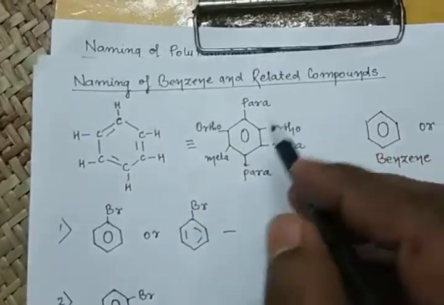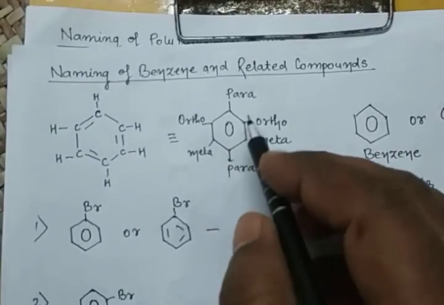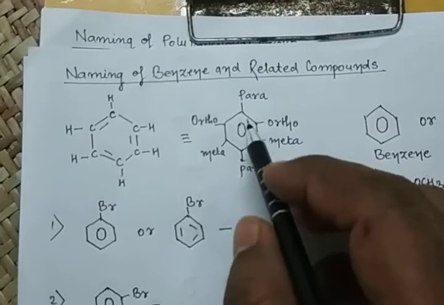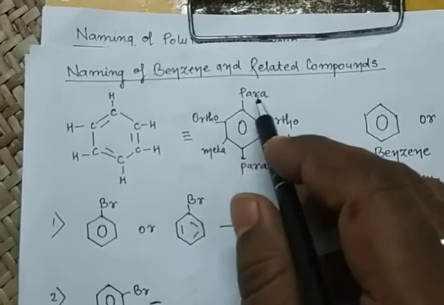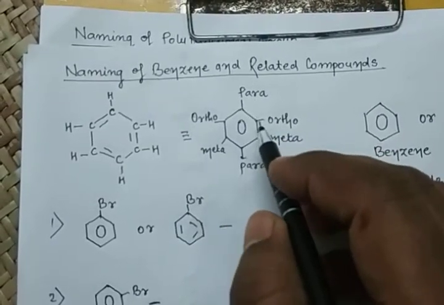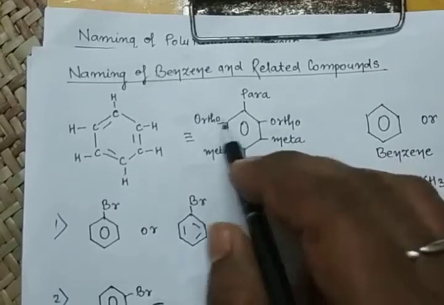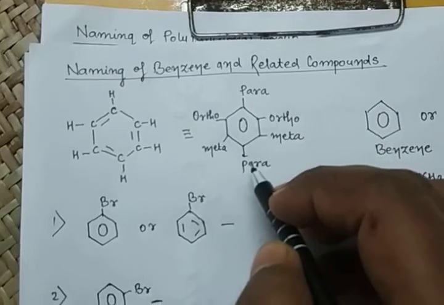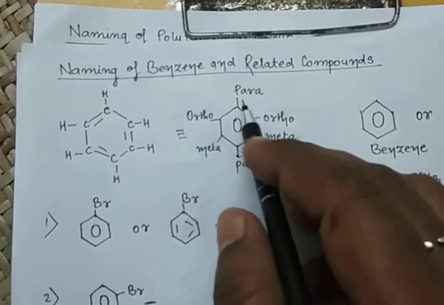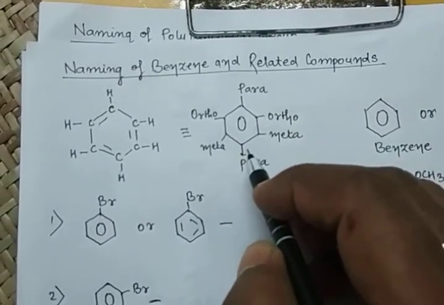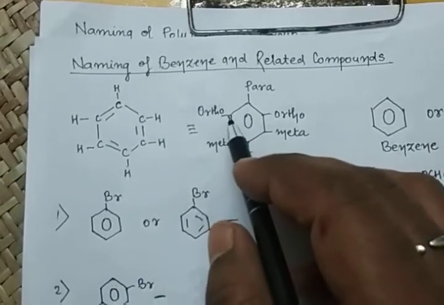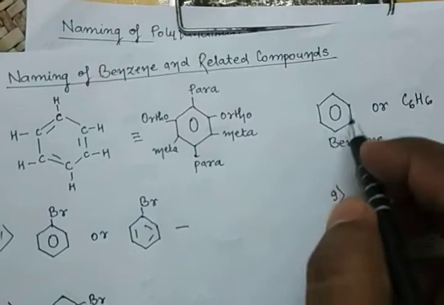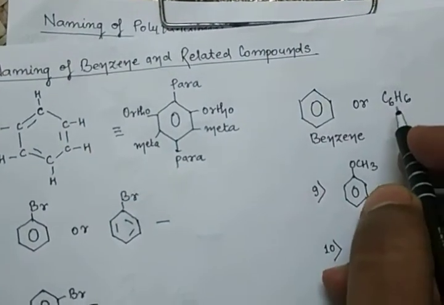Now in this ring, there are different positions. The first position is called para, the near position is ortho, then meta, and then para. Clear? The first position is para, then ortho, then meta, then para. And the same: ortho, meta, para. This is a benzene structure. Now the molecular formula is C6H6.